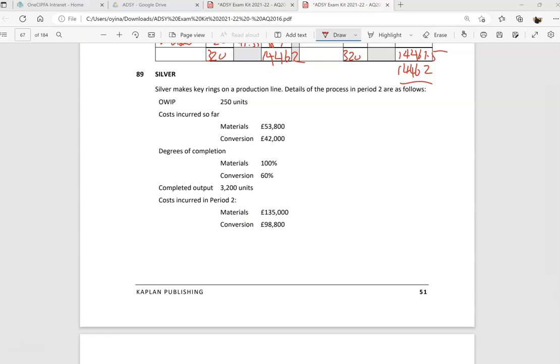What we have is a process where you are starting the day with 250 units of partially finished goods. They are 100% finished for materials, and you want to keep it that way. And then there's conversion, and when I say conversion, you can think labor. So far you've spent 53,800 on materials and 42,000 on labor, and overheads or whatever.